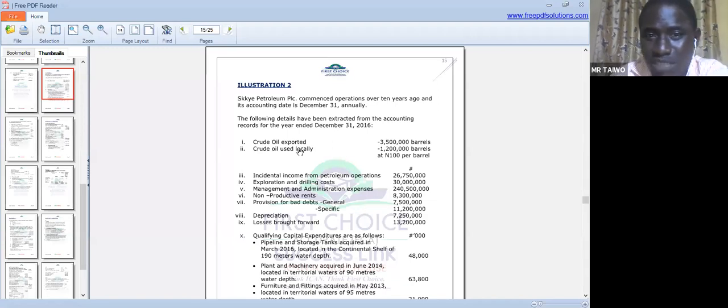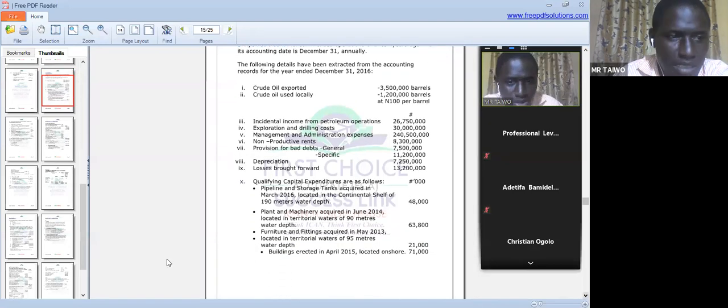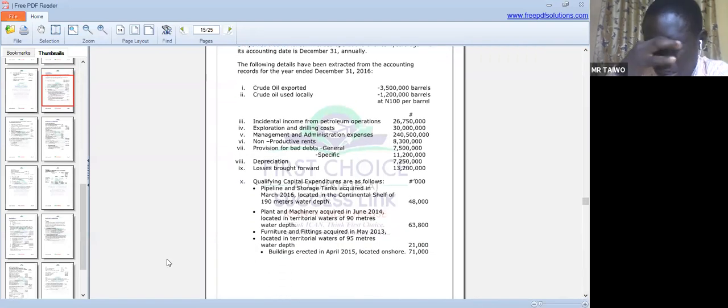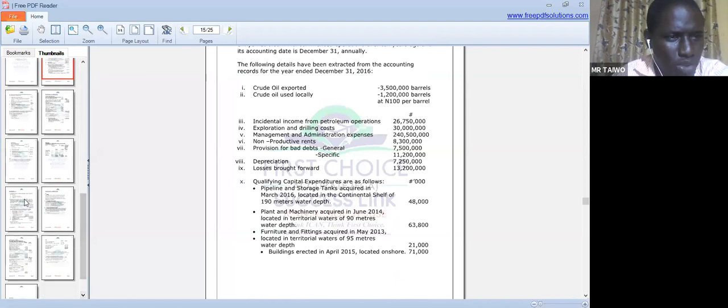Just adjust for the exports, crude oil locally sold, incidental income, exploration and drilling costs, non-productive and so on, depreciation. All these are the allowable expenses. So qualifying capital expenditure, pipeline and storage, and they'll give you the location and so on. The solutions are there, so please, it's important for you to look at. But the examiner can also twist the other part of it for you, which was also part of their past question.